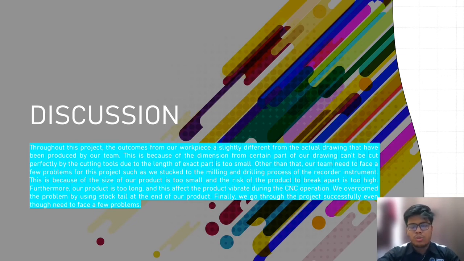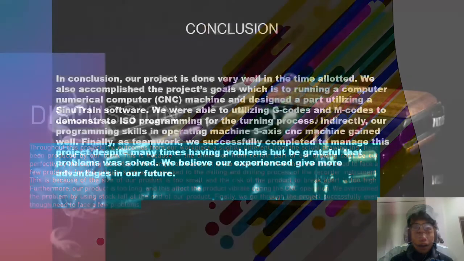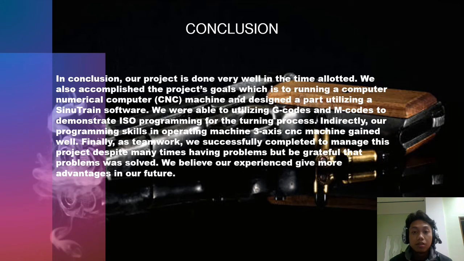Finally, we went through the project successfully even though we had to face a few problems. In conclusion, our project was done very well in the time allotted. We also accomplished the project's goal, which is to run a CNC machine and design a part utilizing Sinumerik software. We were able to utilize G codes and M codes to demonstrate ISO programming for the turning process. Indirectly, our skills in operating a 3-axis CNC machine gained weight.